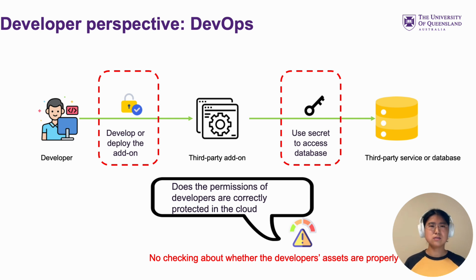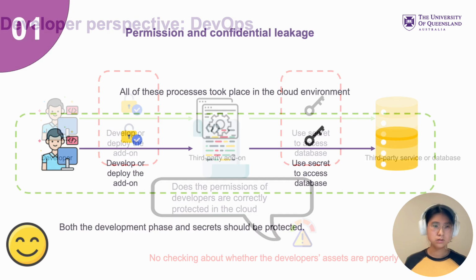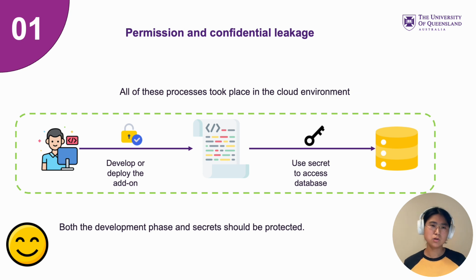And in the normal cases, not only does the developer have permission, like the developer being able to develop and deploy the add-ons, but also the add-on which possesses the secret key can use this to access its own third-party service or the database. Once this confidential information or the permission is leaked to the attacker, it can cause severe problems. We can see this is the normal case. All of this, the permission and the secret, should be protected by the cloud and never leaked to others.